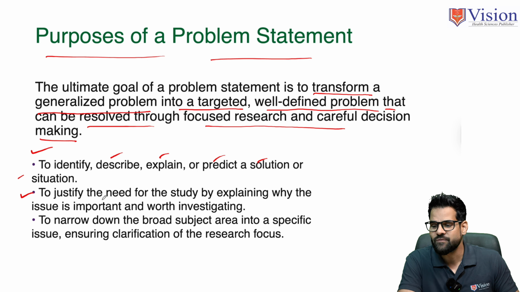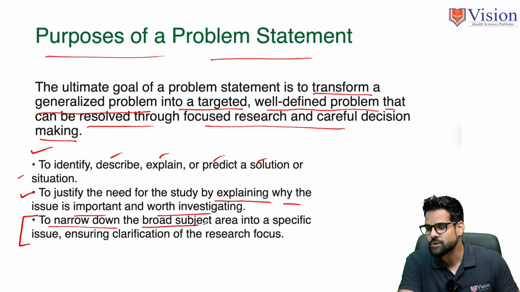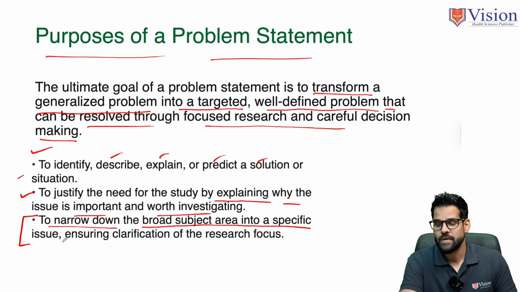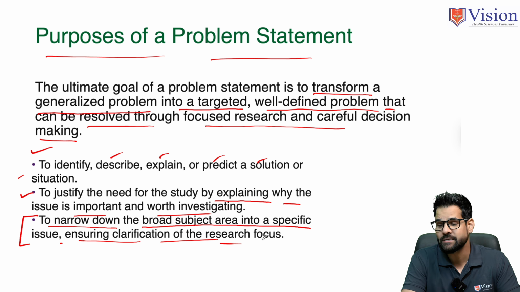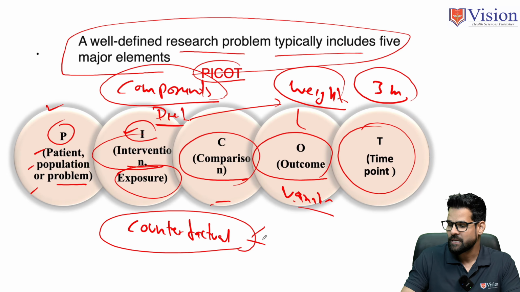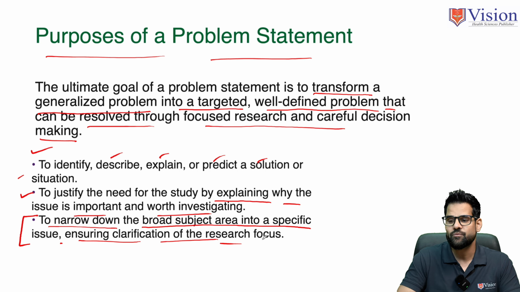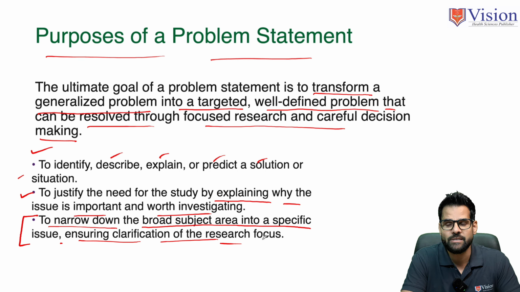Or sometimes to justify the need for your study by explaining why the issue is important and worth investigating. And sometimes, of course, the very important one, to narrow down the broad subject area into a specific issue, ensuring clarification of the research that you are interested in. So basically, the ultimate purpose of any research statement is just to make it a more specific, measurable and doable research statement, okay?